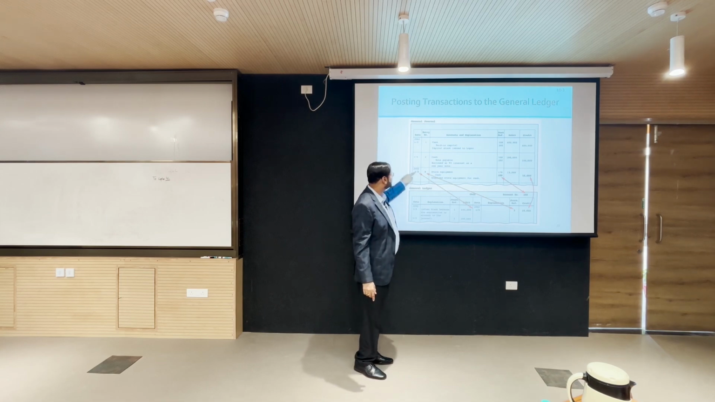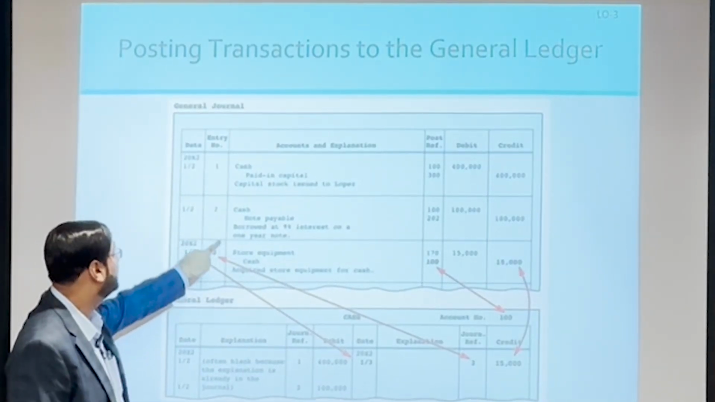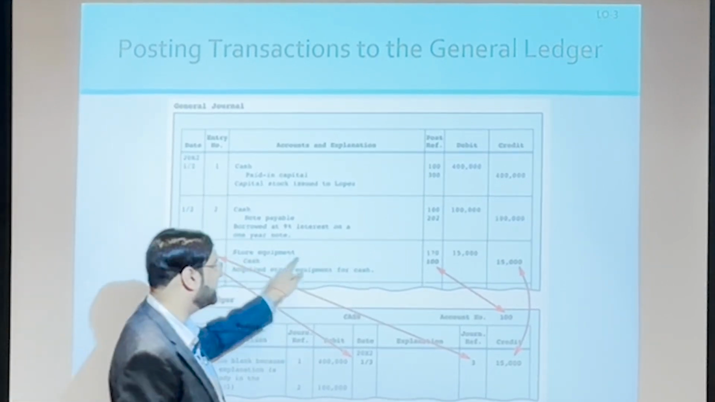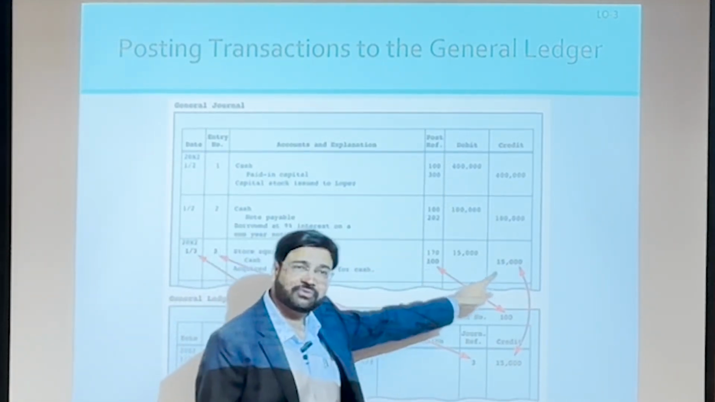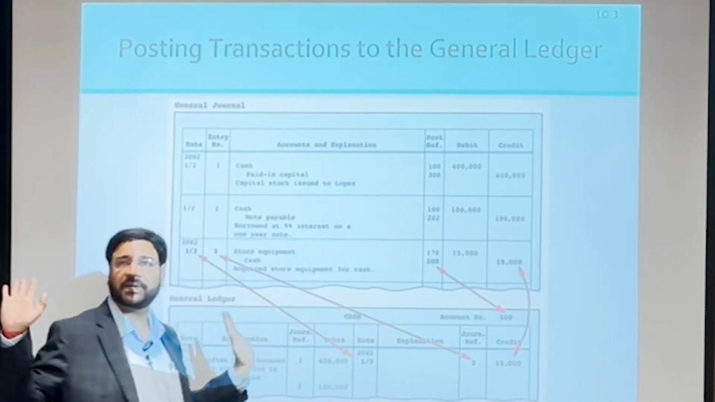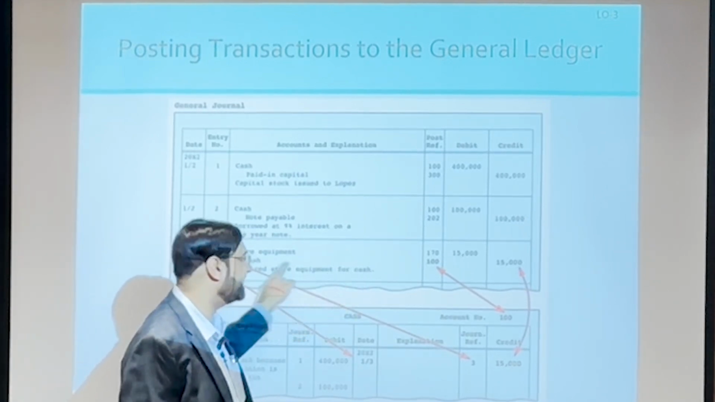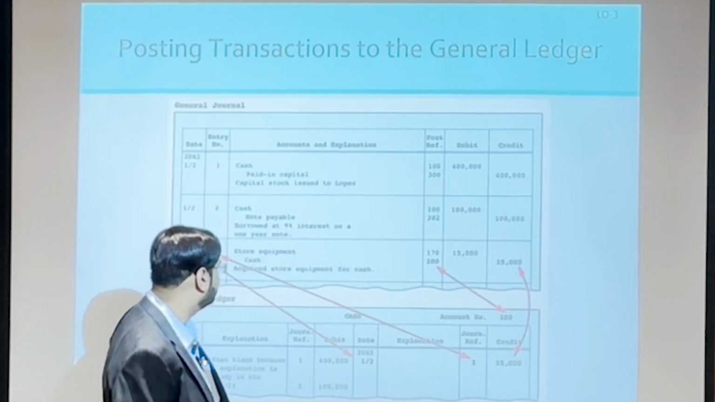So what is the third entry? First we write the date, then the serial number, entry number. Then we write store equipment account is debited how much? 15,000, and cash account is credited how much? 15,000. Everyone clear on that part? Then we write the narration: acquired store equipment for cash. And now let us look at what this posting reference is.